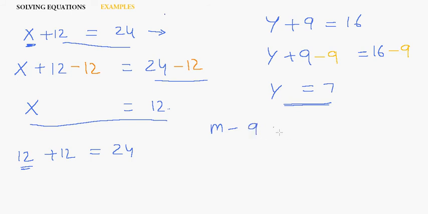m minus 9 equals 5 is an equation. m is a variable. Now 9 is being subtracted from m, therefore add 9 to each side of the equation. m minus 9 equals 5 is the original equation. So now we're going to add 9 on either side. Because 9 is being subtracted, we're going to add 9.